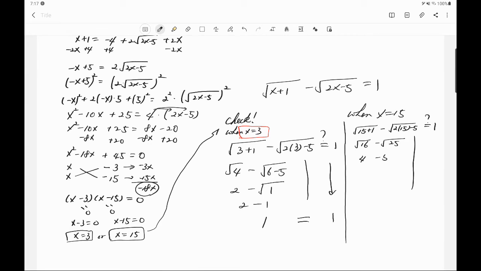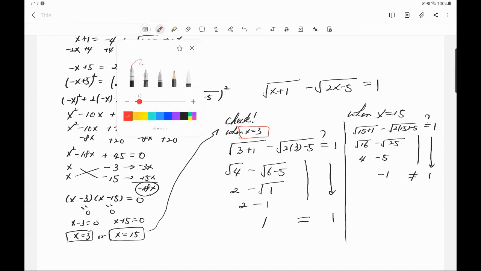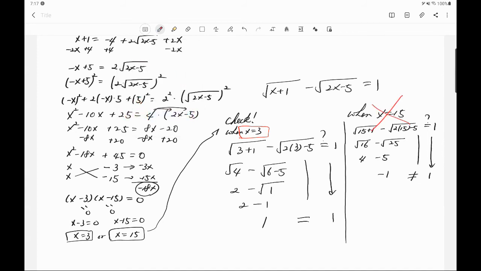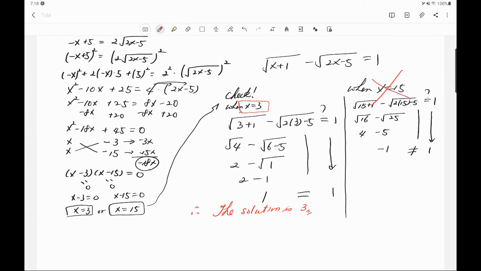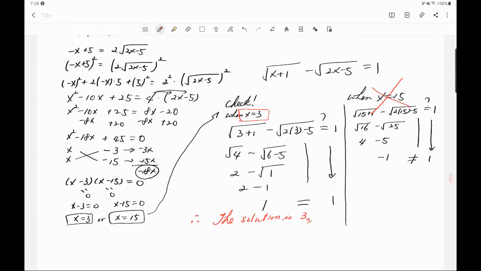Then 4 minus 5 is negative 1, right? Negative 1 is not equal to 1, right? So the value 15 is not a solution. Therefore, there's only one solution. In this case, the solution is 3, right? So 15 is no longer a solution because it does not make the equation true.